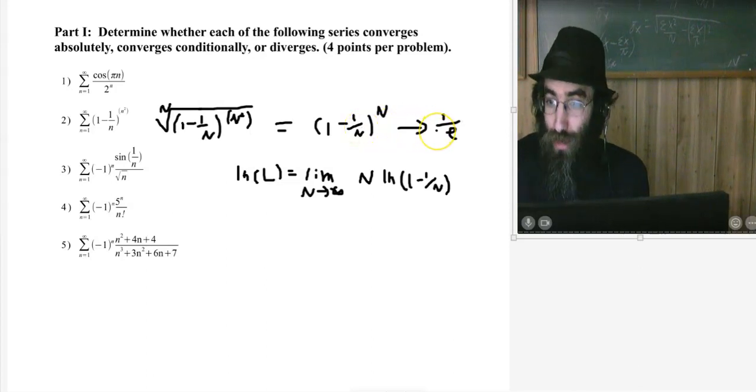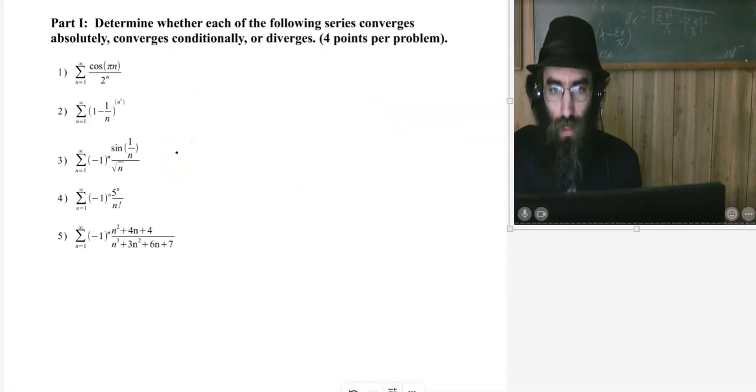If I were grading this for my imaginary students in the imaginary school where I'm the imaginary professor, if you had gotten this as far as doing a root test but not correctly evaluating this limit, that would have been worth 2 points out of 4. All right. Next problem.